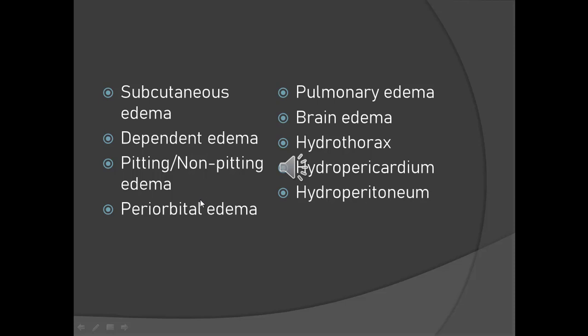Next important type of edema or important location, that is the periorbital region, and that is called as the periorbital edema. Edemas which result due to renal dysfunction, for example, nephrotic syndrome. It initially appears around the eyes, or usually the eyelids, and it is called as periorbital edema. Next is the pulmonary edema.